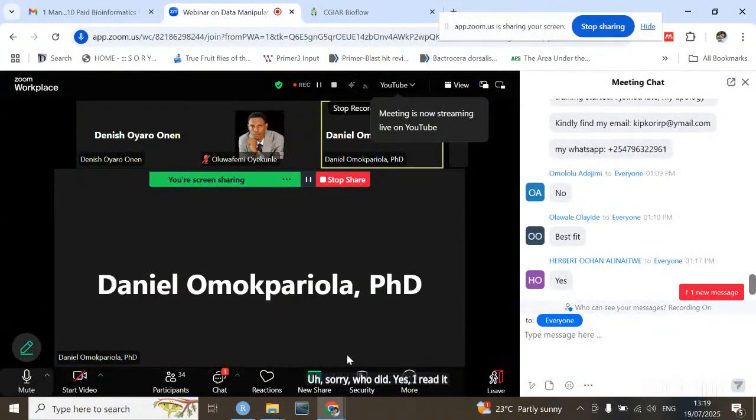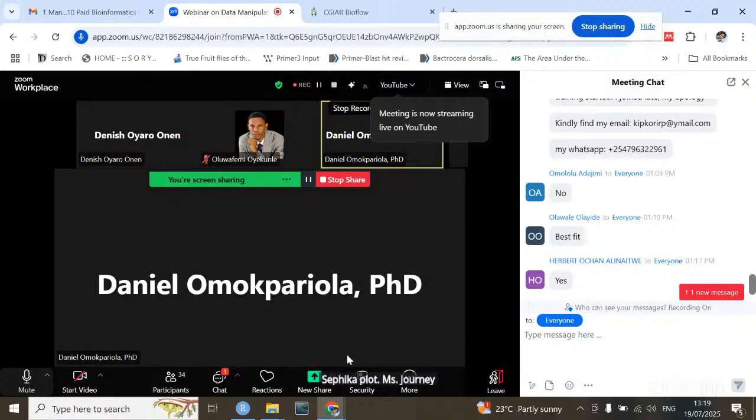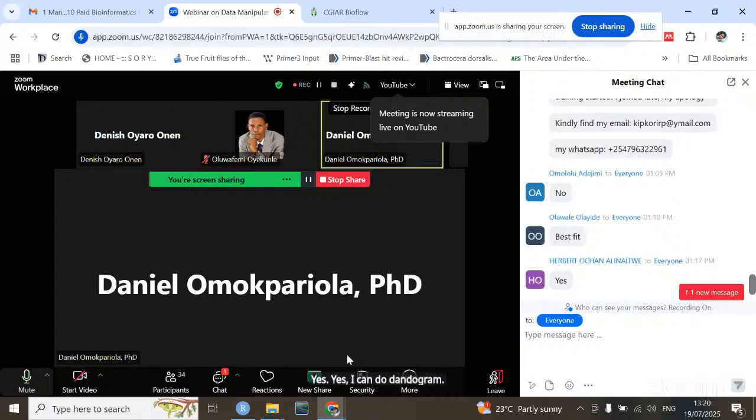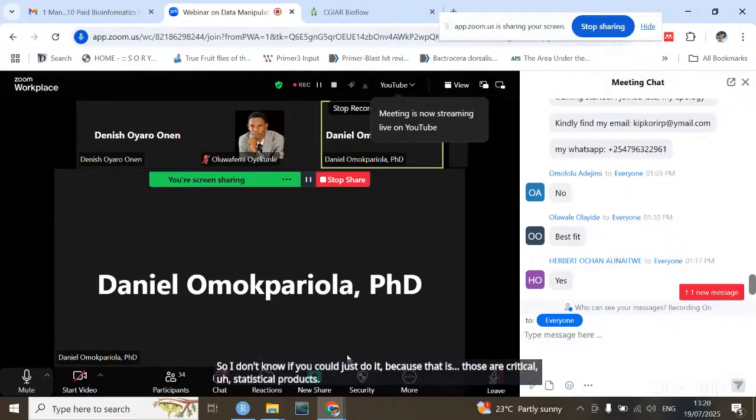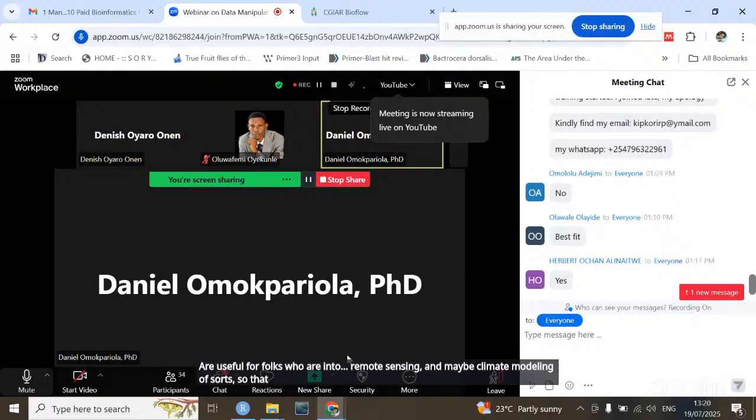So I want to ask if you did the dendrogram statistical plot for this training. R has a function for dendrogram. I don't know if that was done or not. Yes, R can do dendrogram. I don't know if you could just do it, because those are critical statistical plots that are useful for us who are into remote sensing and maybe climate modeling of sorts. So that's just a thought. Anyway, thank you.